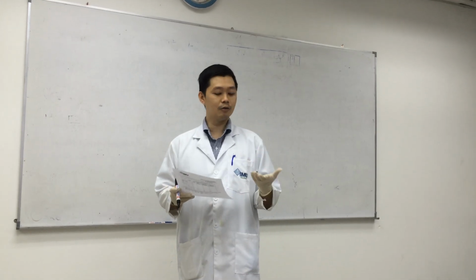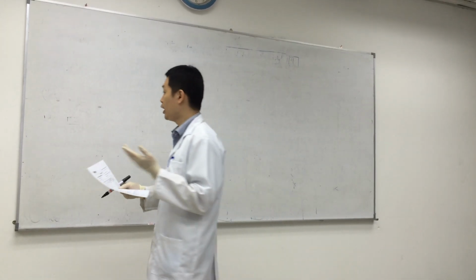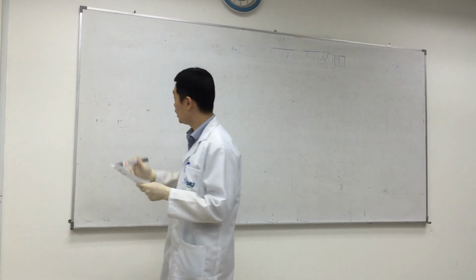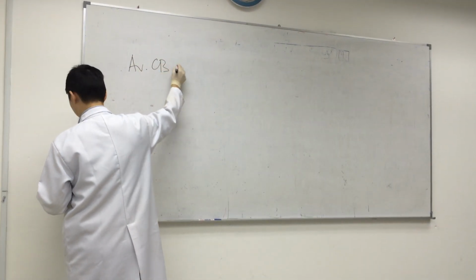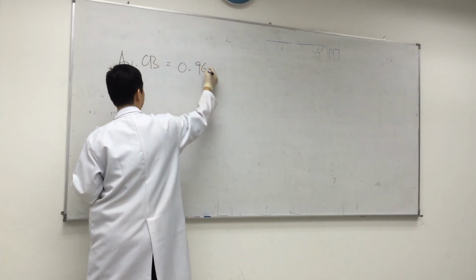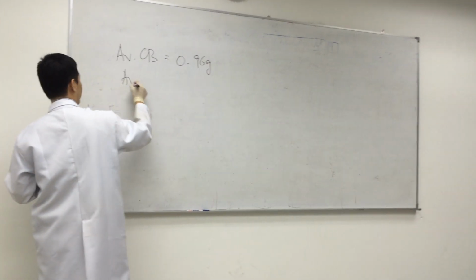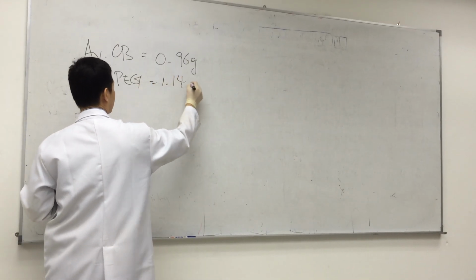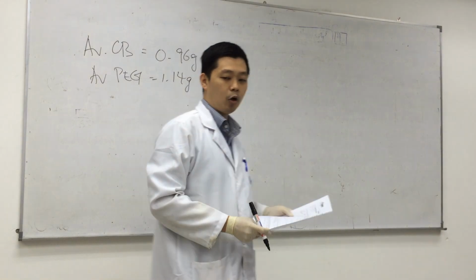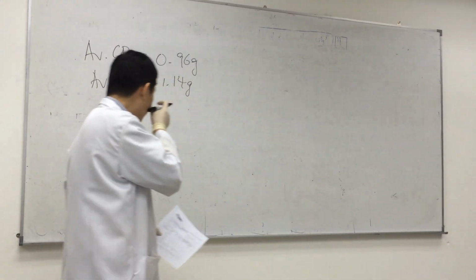Based on your result, calculate using your own figure. So in this case, I'm using an example. The average cocoa butter that you get will be 0.96 gram, and the average of PEG suppository will be 1.14. Ideally, the mold we are using is actually 1 gram.